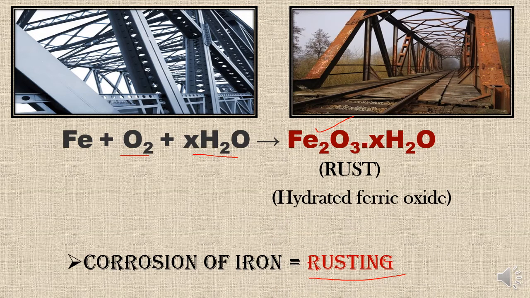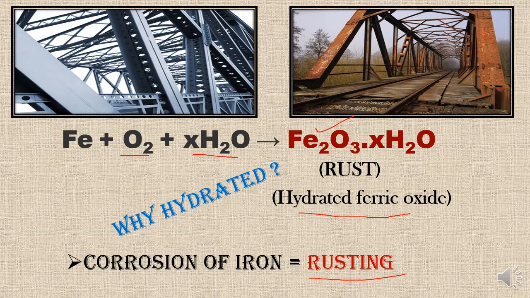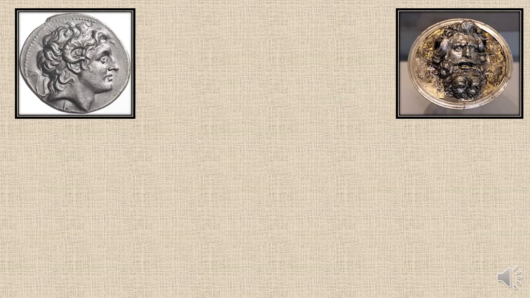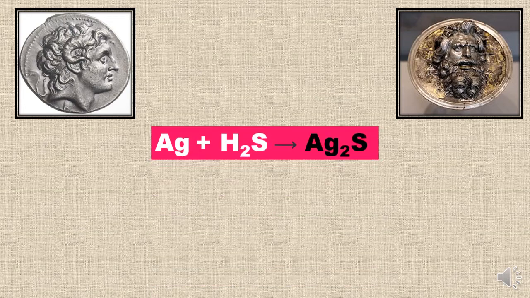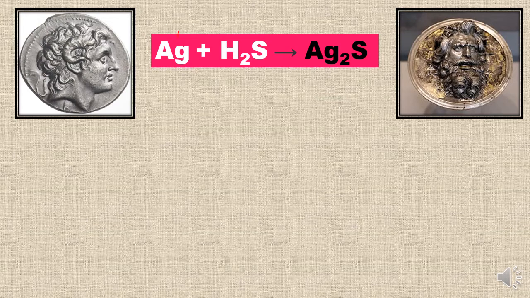The scientific name for rust is hydrated ferric oxide. Now, can you guess why the word hydrated is mentioned? Correct, because there are water molecules associated with the molecule of ferric oxide. Moving on. You have noticed that silver articles gradually become blackish and lose their shine when kept exposed to air for some time. Why? Because silver is also corroded by the hydrogen sulfide gas present in the atmosphere to form silver sulfide, which is blackish in color.